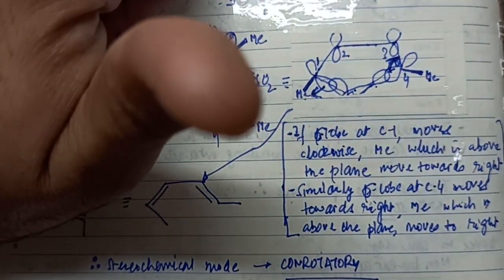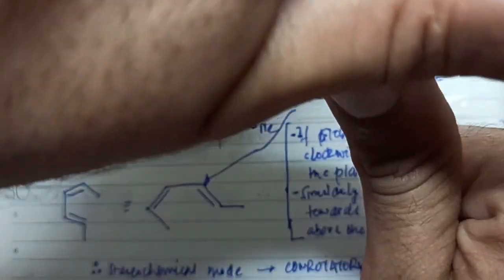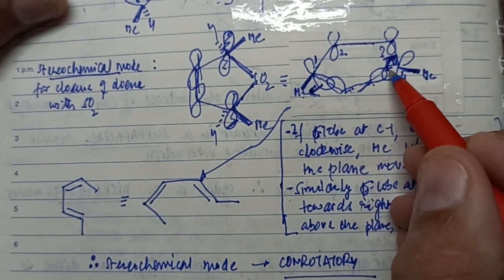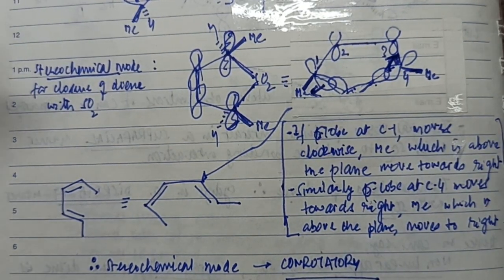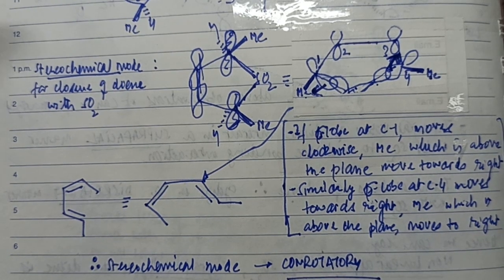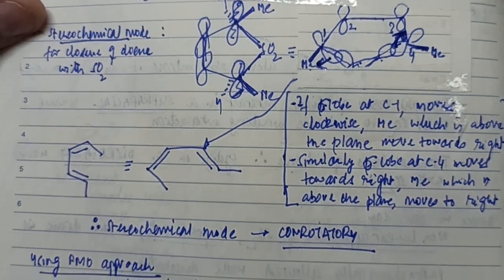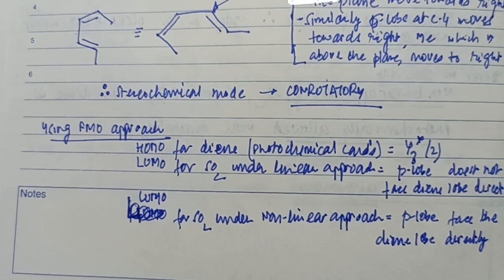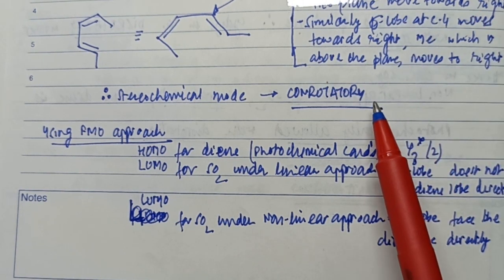In the first case, the methyl is going inside. This methyl will go inside like this only if this lobe is moving in this direction. Similarly, this methyl will go outside if this lobe is moving in this direction. This is anti-clockwise, this is anti-clockwise. Both lobes are moving in an anti-clockwise fashion with respect to one another. Therefore, in this particular case, one methyl moves inside and the other outside. Hence, the process observed is conrotatory in nature. Therefore, using the FMO approach, we have worked out that the stereochemical mode is conrotatory.